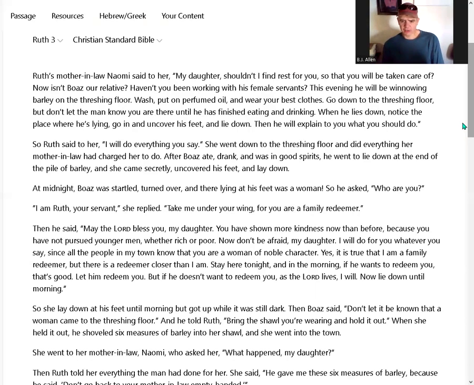Now don't be afraid, my daughter. I will do for you whatever you say, since all the people in my town know that you are a woman of noble character. Yes, it is true that I am a family redeemer, but there is a redeemer closer than I. Stay here tonight, and in the morning, if he wants to redeem you, that's good. Let him redeem you. But if he doesn't want to redeem you, as the Lord lives, I will. Now lie down until morning."